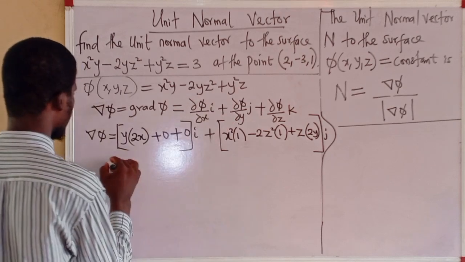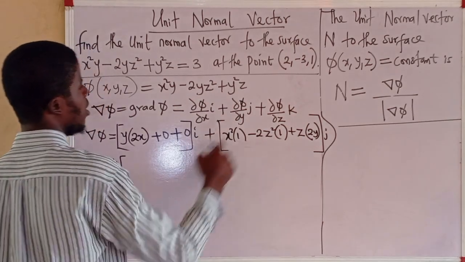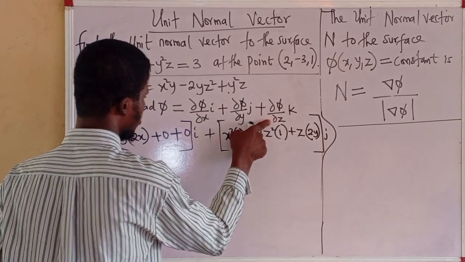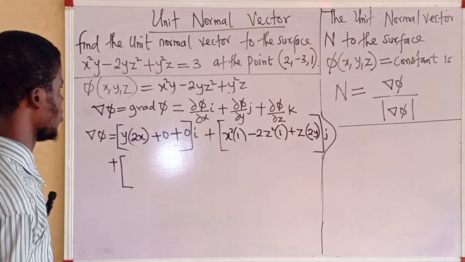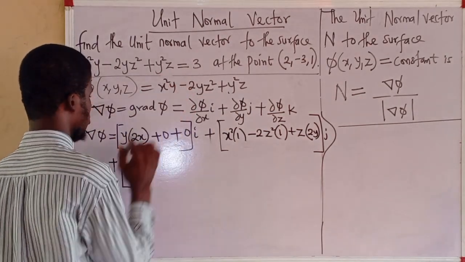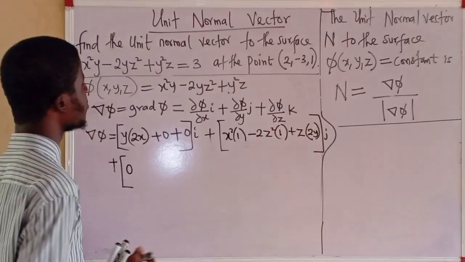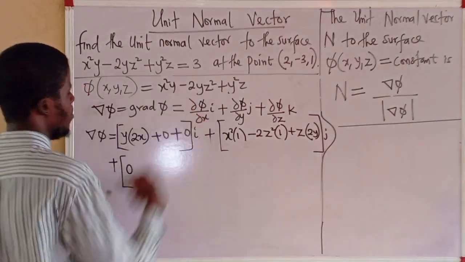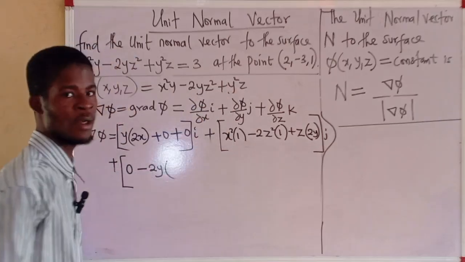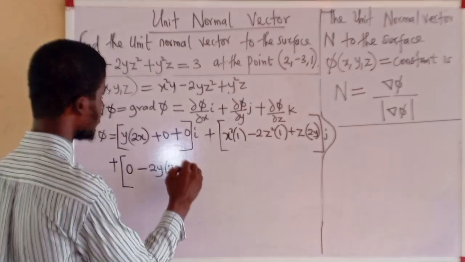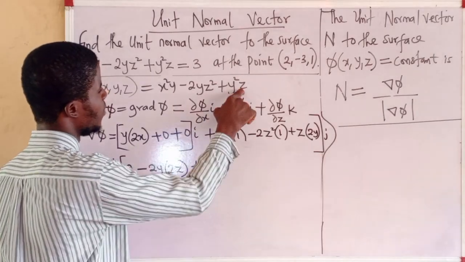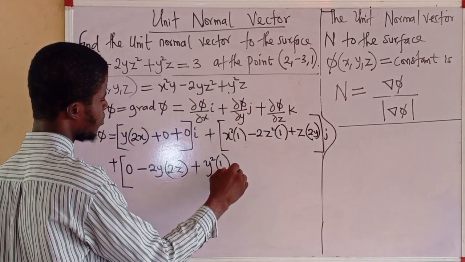And then plus, I'll now differentiate this function with respect to z, keeping x and y as constant. There is no z here, so the derivative of this is 0. It is taken as a constant. Here, I'll keep minus 2y as a constant and differentiate z squared with respect to z, and that's 2z. Here, I'll keep y squared as a constant, differentiate z with respect to z, that's 1.